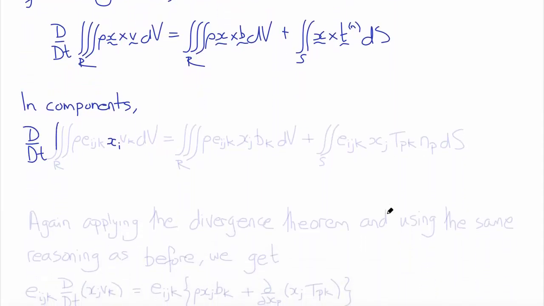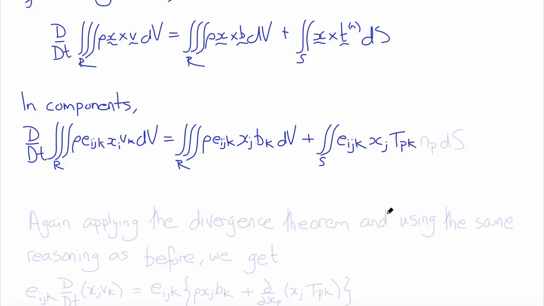Writing this in components again, we would have that the material derivative of the volume integral of rho times e_ijk, the permutation symbol, times x_j v_k integrated with respect to V is equal to the triple integral over R of rho times the permutation symbol times x_j b_k integrated with respect to volume plus the surface integral of the permutation symbol times x_j times t_pk times n_p integrated with respect to the surface.